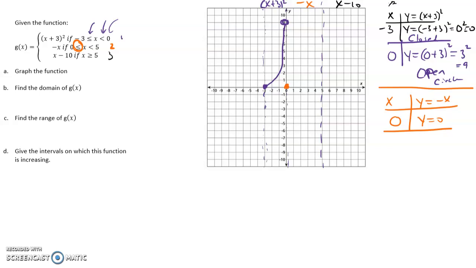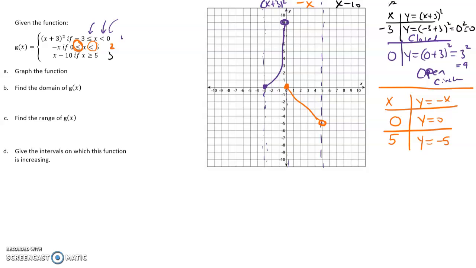Now let's test out our other endpoint, which is 5. When we plug 5 in here, we're going to get y is equal to -5, right? So we have the point 5, -5. Take a look over here, open or closed circle. Since this is just x is less than 5, we're going to put the point 5, -5, and it is going to get an open circle right here. Again, if that was less than or equal to, it would be a closed circle. y equals -x is a line, so this is going to be a straight line from here to here.